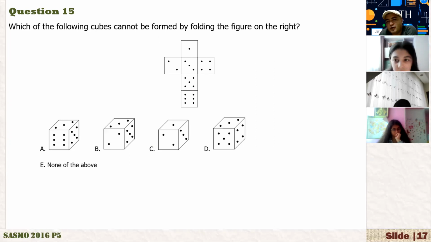Okay, go. Let's do this one by one. For example, let's say A. Is it possible to make A or not? If yes, why? If not, why? I think yes, it is possible.